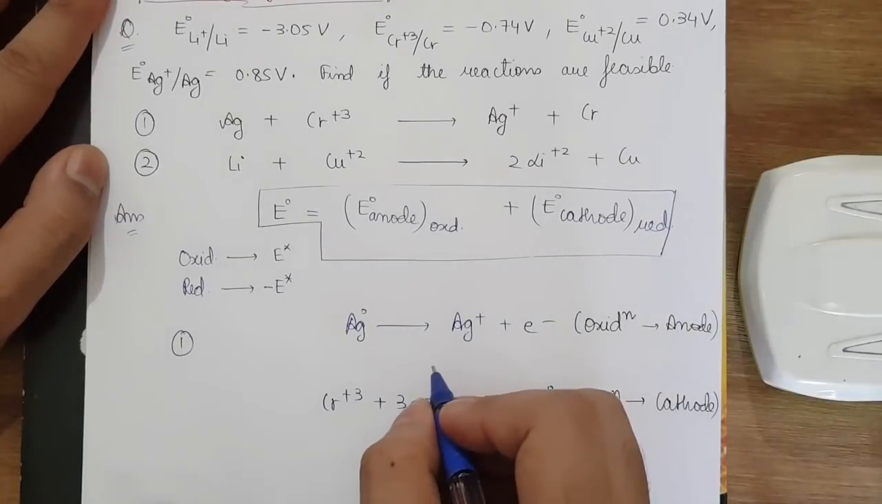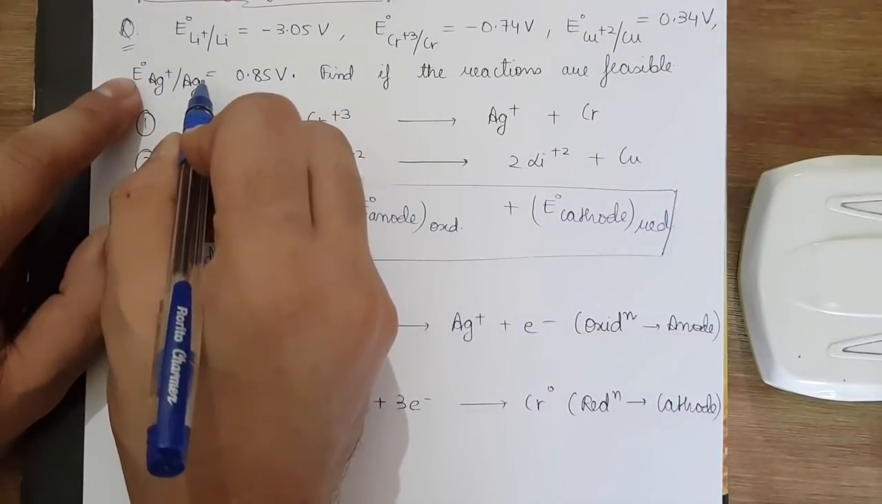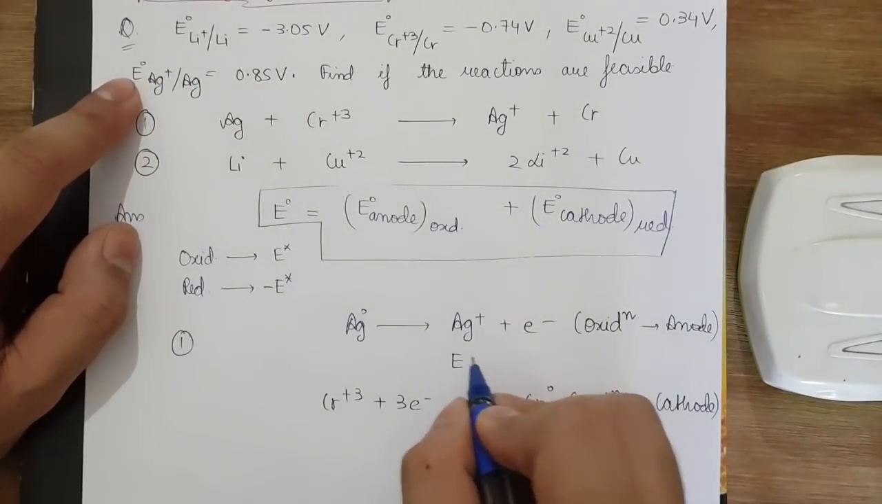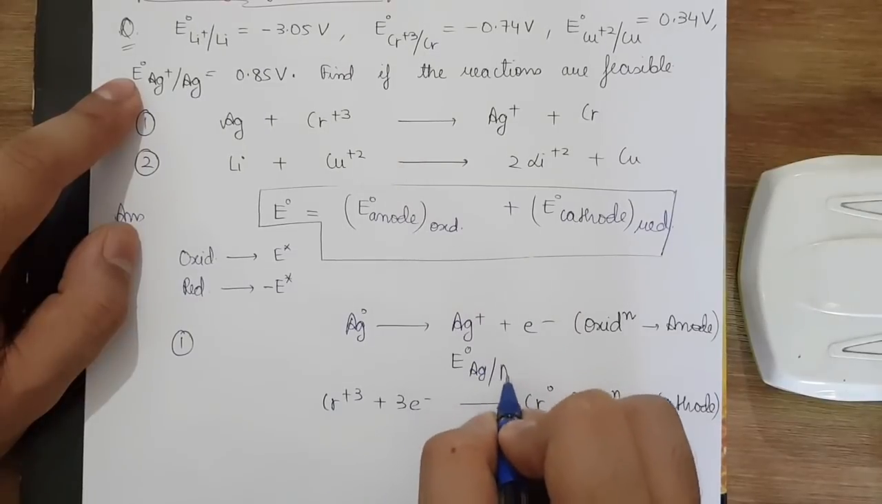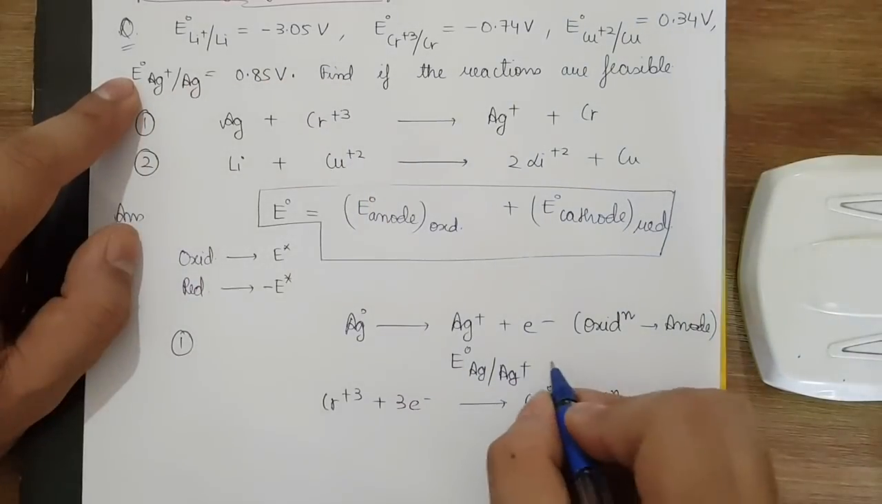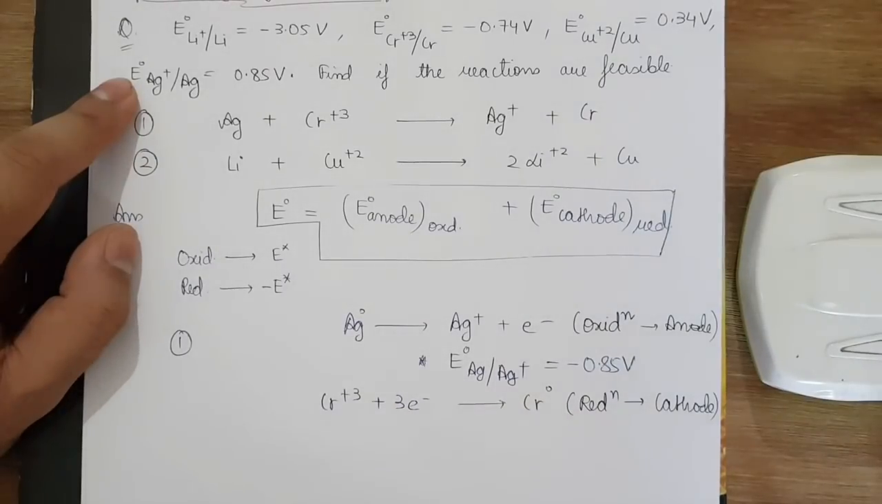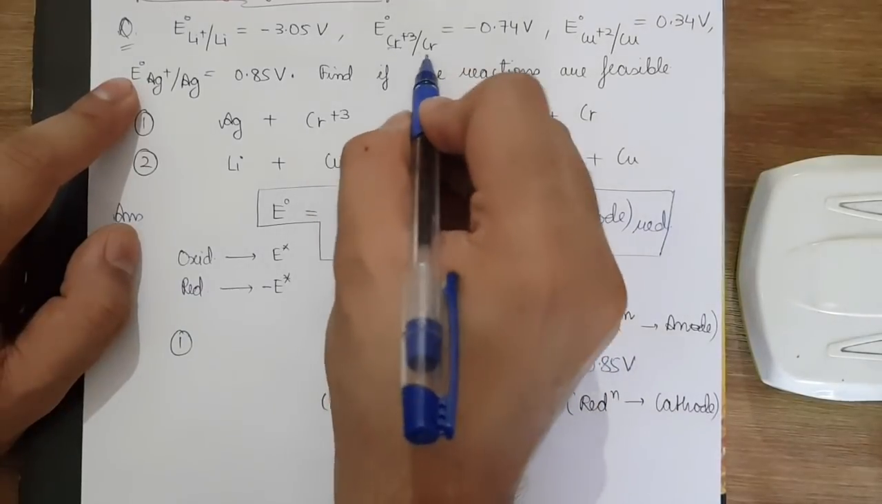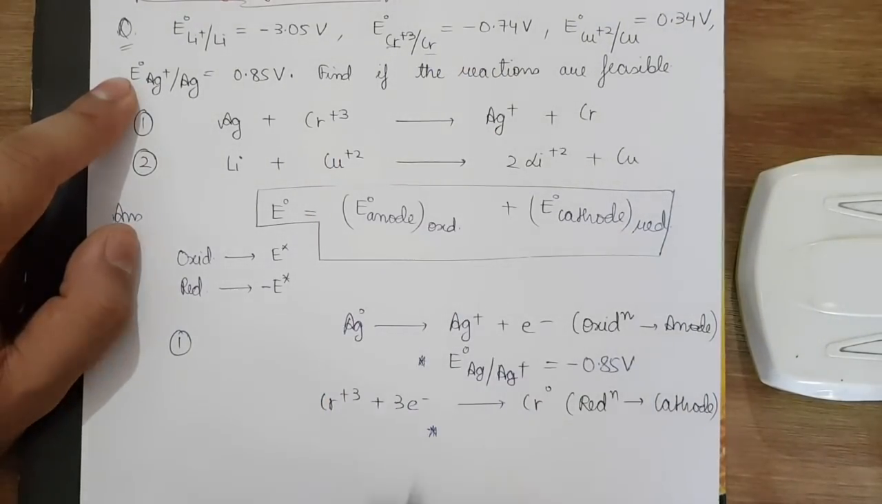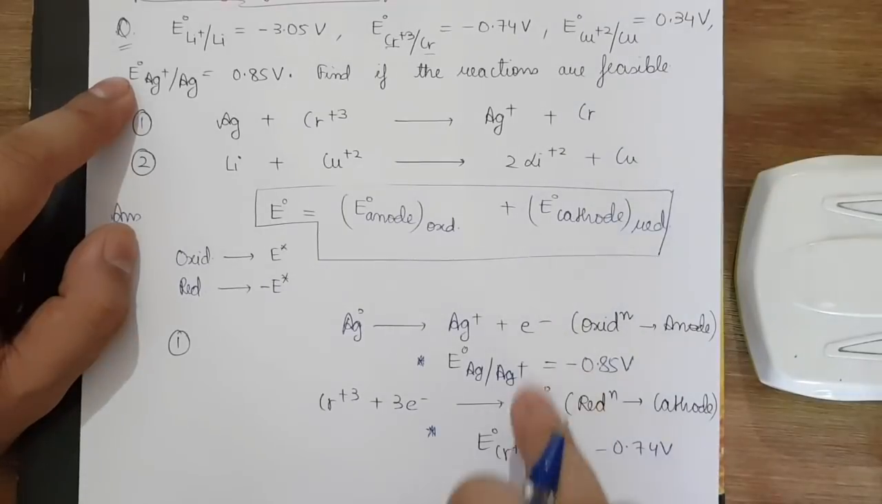What is the E naught for this reaction? We have been given that the reduction of Ag+ to Ag is equal to 0.85 volts. So E naught for Ag to Ag+, since the reduction is given, the oxidation would be the reverse of it, so that would be equal to minus 0.85 volts. Okay, so this is case number 1. Case number 2 is this one here. We have the reduction of Cr3+ to Cr, that is the reduction at the cathode happening here. That has been clearly mentioned to be minus 0.74 volts. So we have got both of these two.